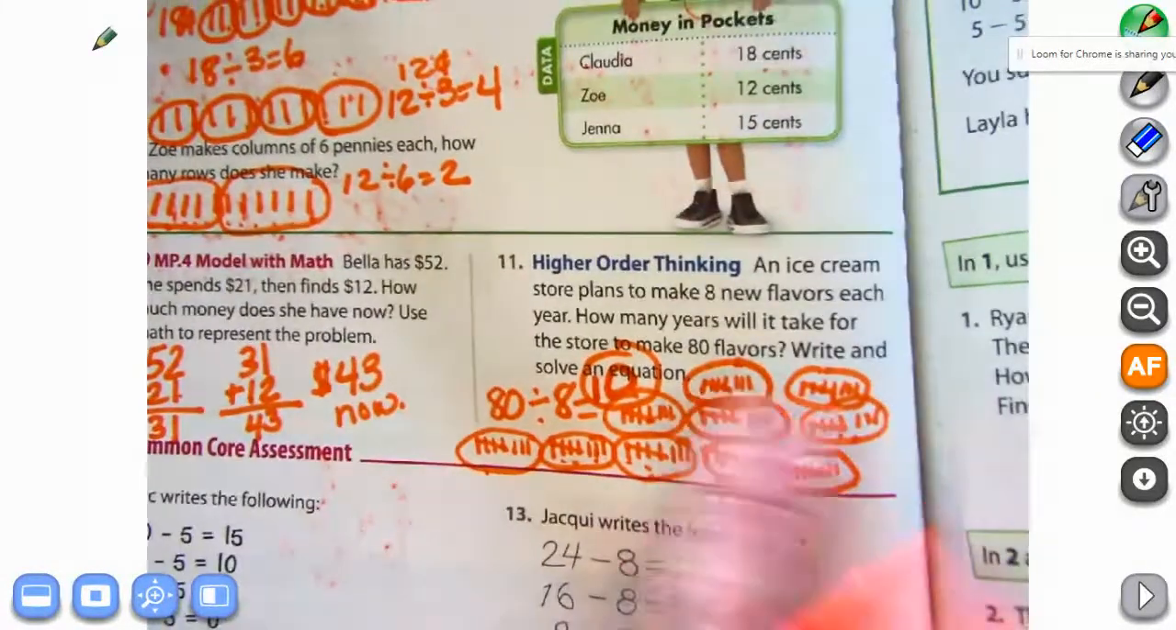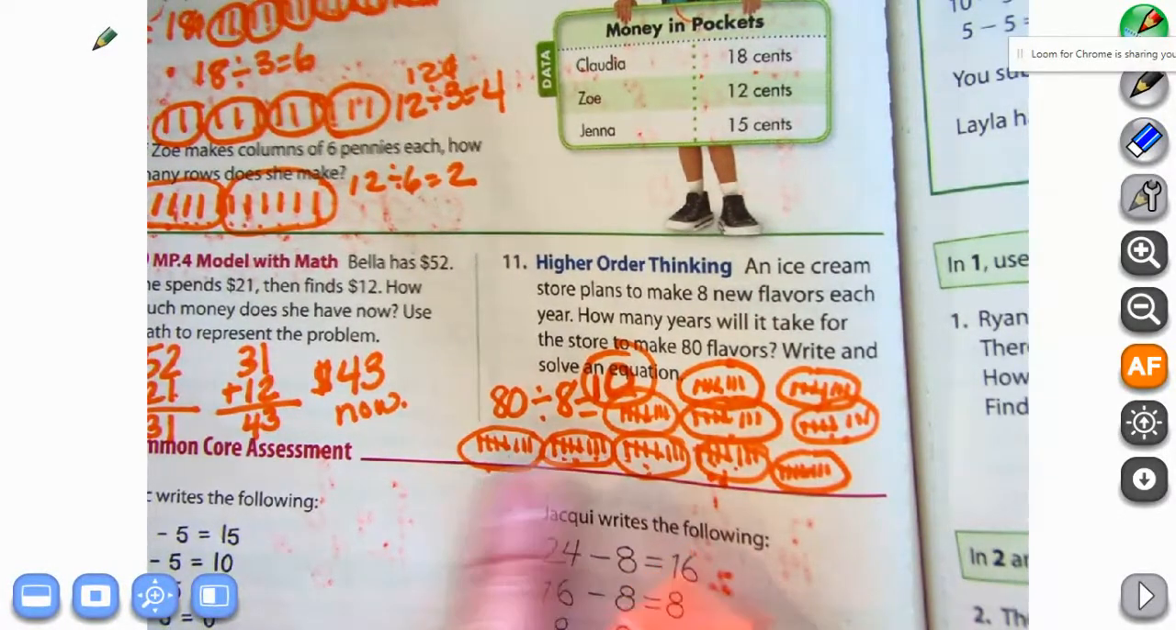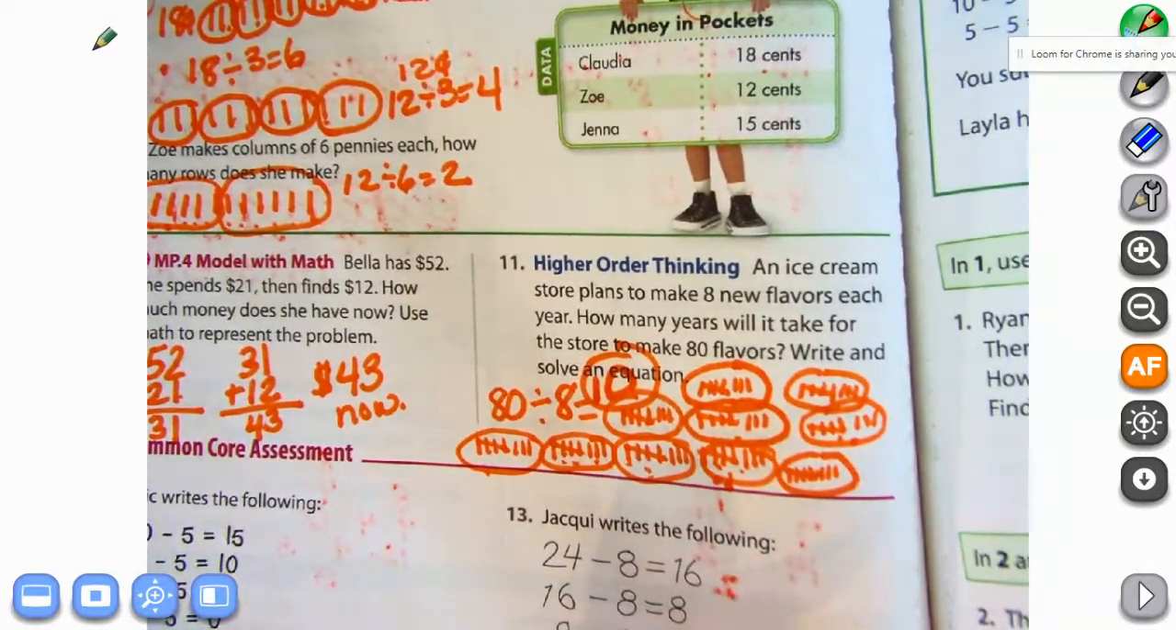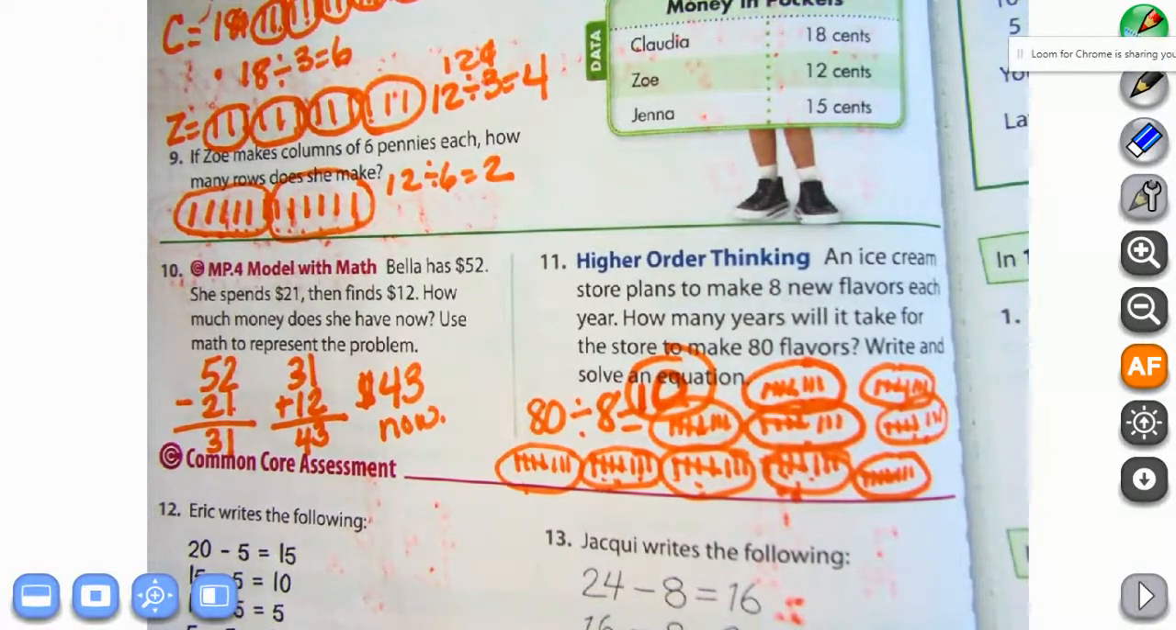So we have 8, 16, 24, 32, 40, 48, 56, 64, 72, 80, 88, 96. That's a song we're going to learn. Way more fun when you hear the video, not just me.